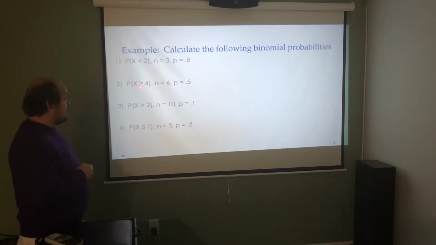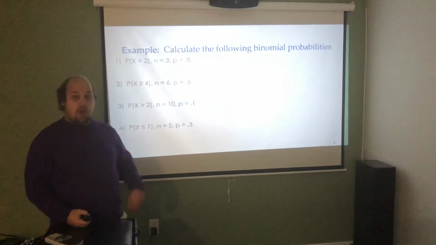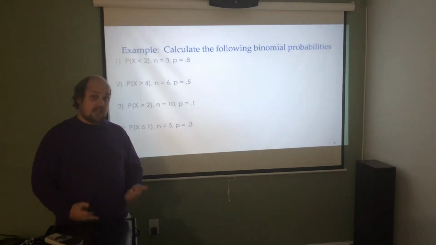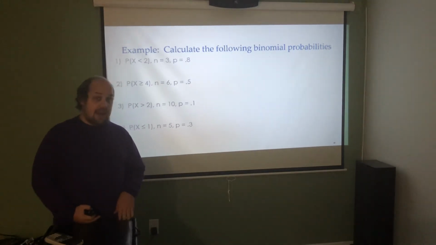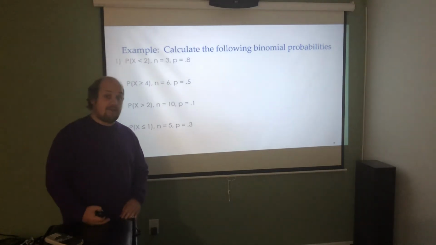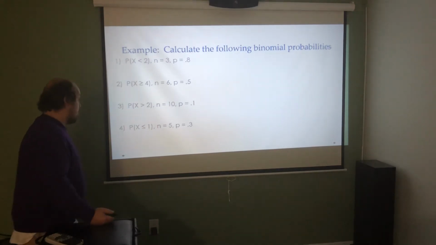When I'm asked here, greater than or equal to 4 with 6 trials, the things that are greater than or equal to 4 are 5 and 6. So I'd run the formula for 5, get a probability, run the formula for 6, get a probability, add those two probabilities together, and that would give me the total probability of getting greater than or equal to 4.